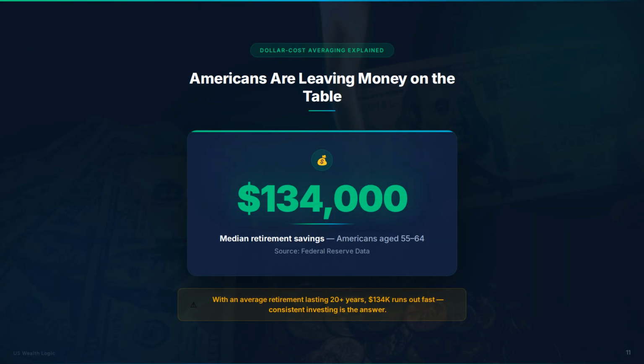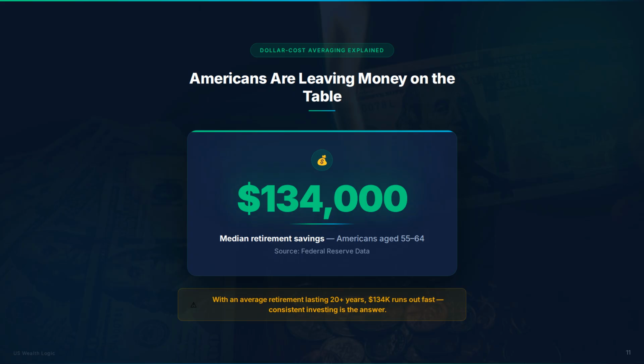Here's a sobering number. According to Federal Reserve data, the median retirement savings for Americans aged 55 to 64, the people closest to retirement, is approximately $134,000. That sounds like a lot until you realize that financial planners commonly suggest you may need 10 to 12 times your annual salary saved by retirement. For someone earning the U.S. median household income of around $75,000, that's $750,000 to $900,000. The gap is real.